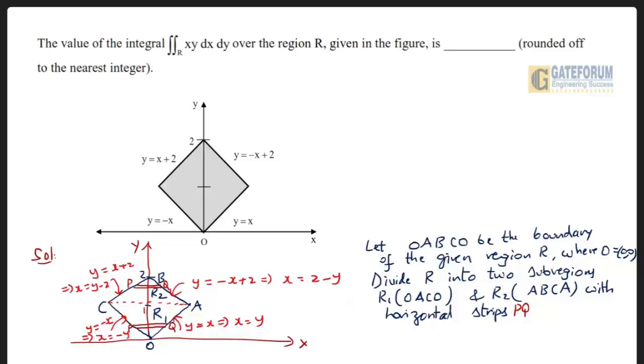Next, in R2, slide or move the horizontal strip from this dotted line to the number 2. So the y limits are 1 to 2. Or you can find the boundary extreme points, the points of intersection A, B, C, by solving the corresponding two equations. In that way also you can get the y limits in each region R1 and R2. Okay.